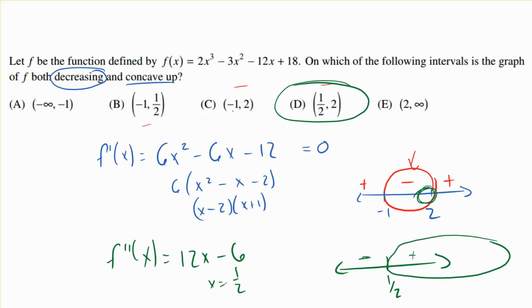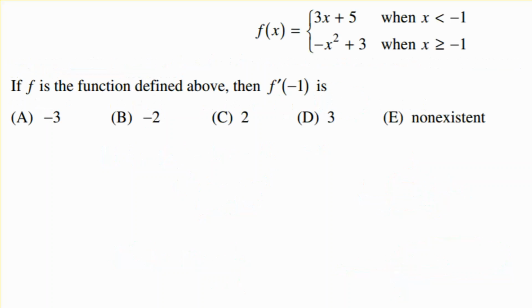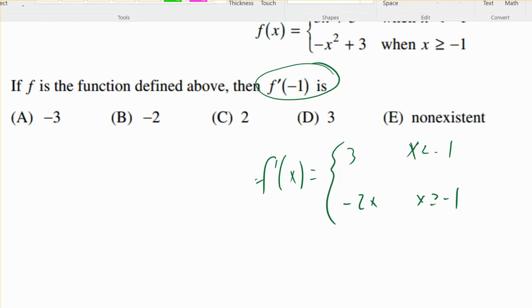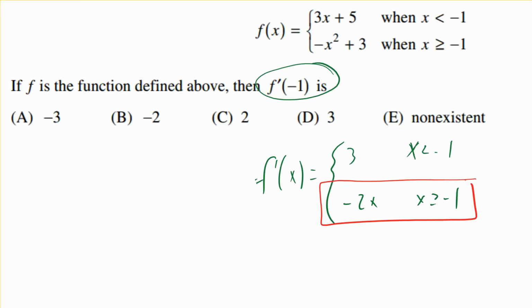There it is. All right, looking at a piecewise function here. If f is the function defined above, then f prime of -1 is, well, let's find the derivative. F prime of x is 3 when x is less than -1, and it is -2x when x is greater than or equal to -1. And we're looking at -1, so I need to put it into this one, because that's the one that has it equal. If I put a -1 in there, I get the number 2.